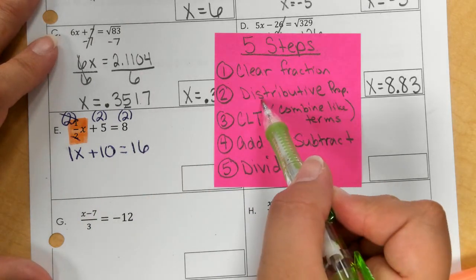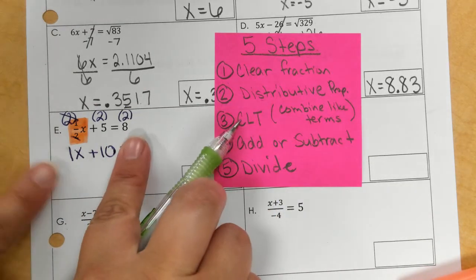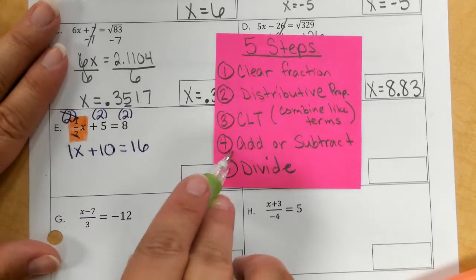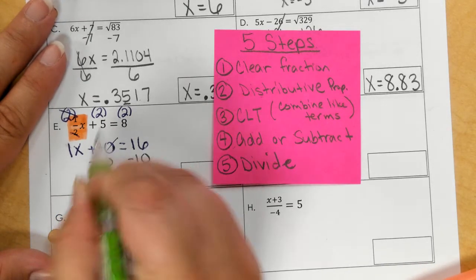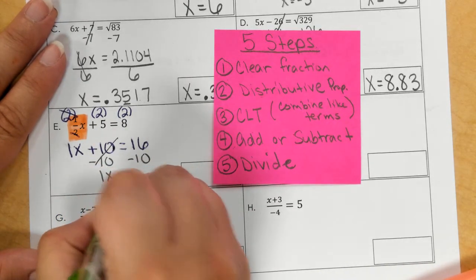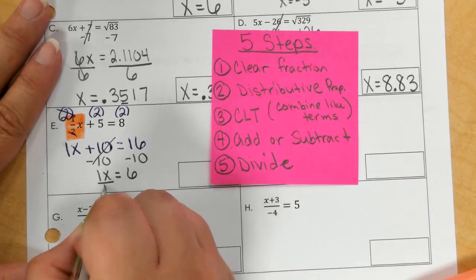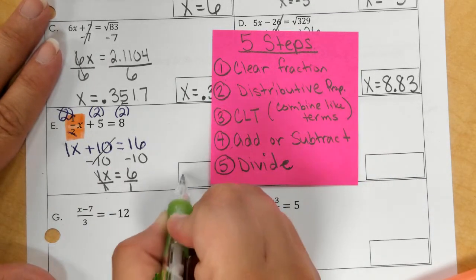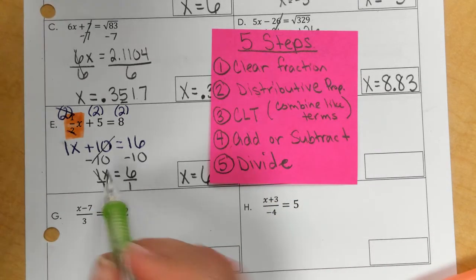Okay, can I distribute? No. Can I combine like terms on the same side? Nope. Can I add or subtract? Yes, I can subtract 10. So 1x equals 6. It says to divide. I can divide by 1, but I'm still going to get 6. So when you have 1x or x, you're done.